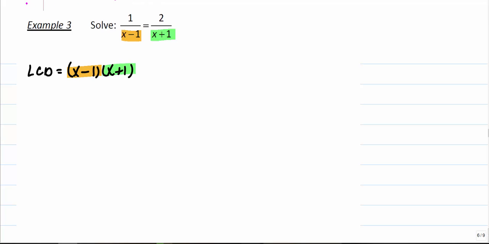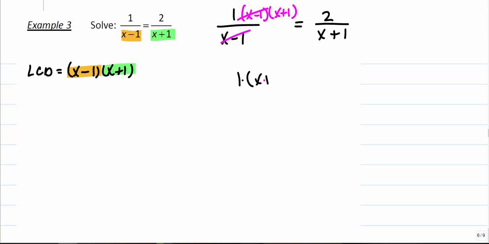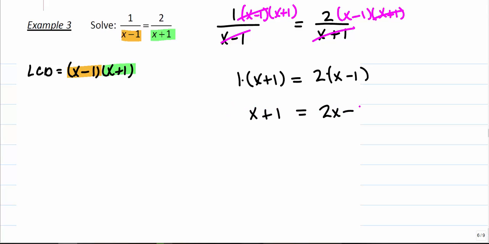So again, what I'm going to do is multiply each side by that LCD. So when I multiply this side, the x minus 1's cancel, leaving me with 1 times x plus 1, although that's kind of silly to write. And then over here, when I multiply times x minus 1, x plus 1, the x plus 1's cancel, leaving me with 2 times x minus 1. Now I'm going to distribute, so x plus 1 equals 2x minus 2.